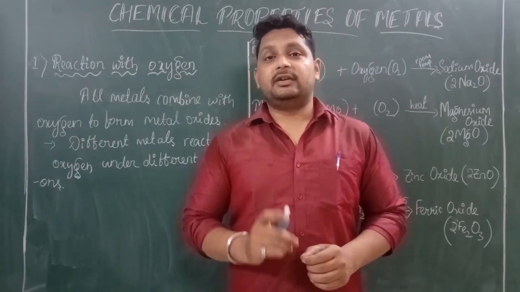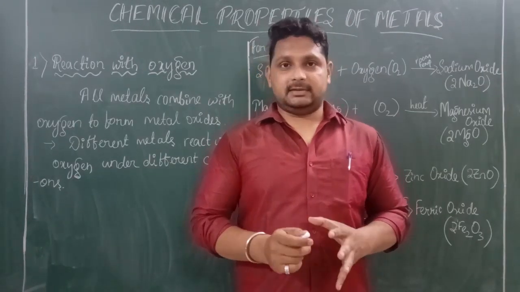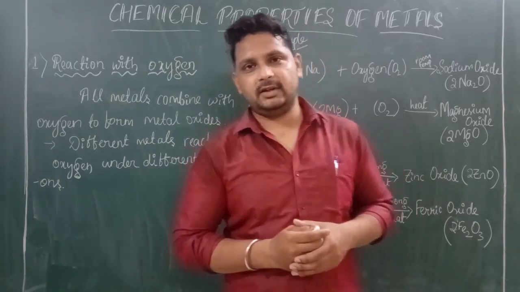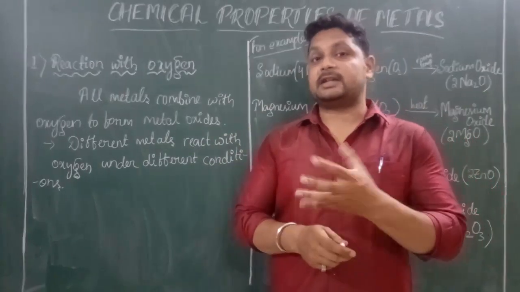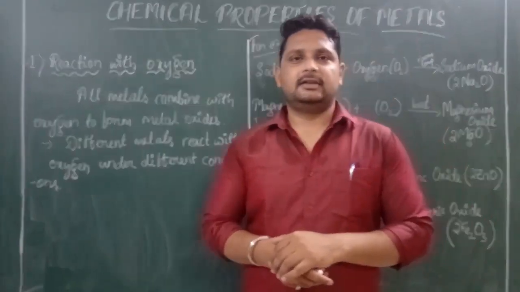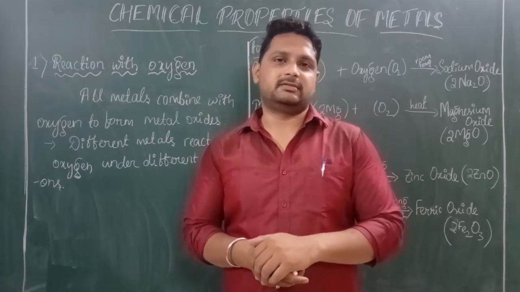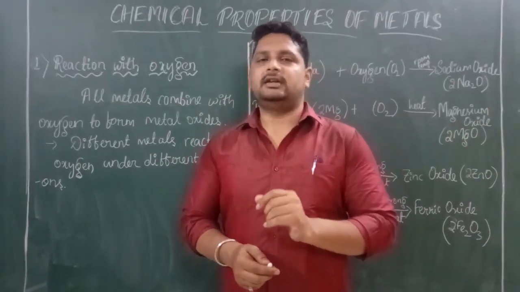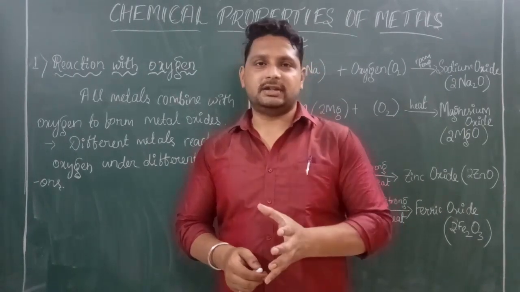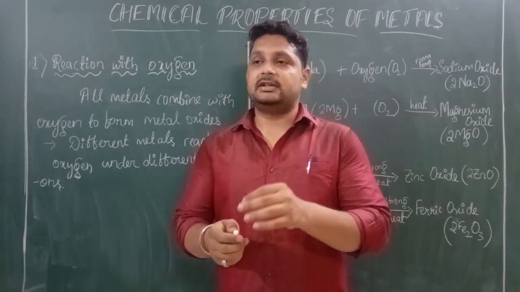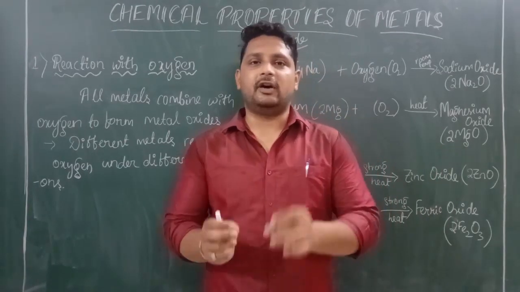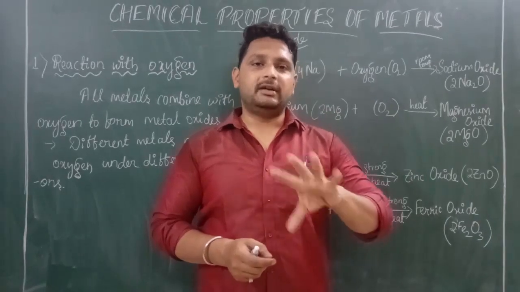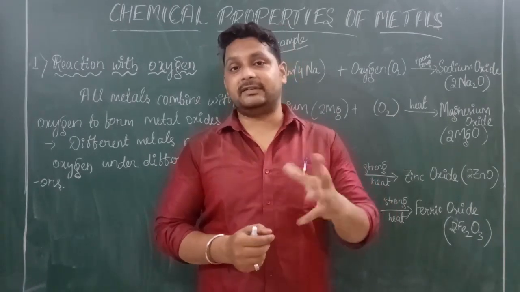Now let's study the chemical properties of metals, firstly the reaction with oxygen. Oxygen is one of the most important substances known to us, right? We inhale oxygen. So let's see how metals react with oxygen. Generally, all metals react with oxygen to give oxide. That means when a metal reacts with oxygen, it forms a metallic oxide. But different metals form oxides under different conditions.